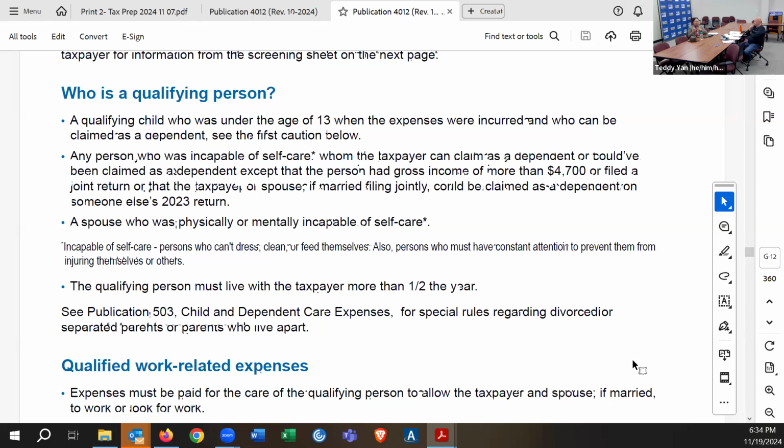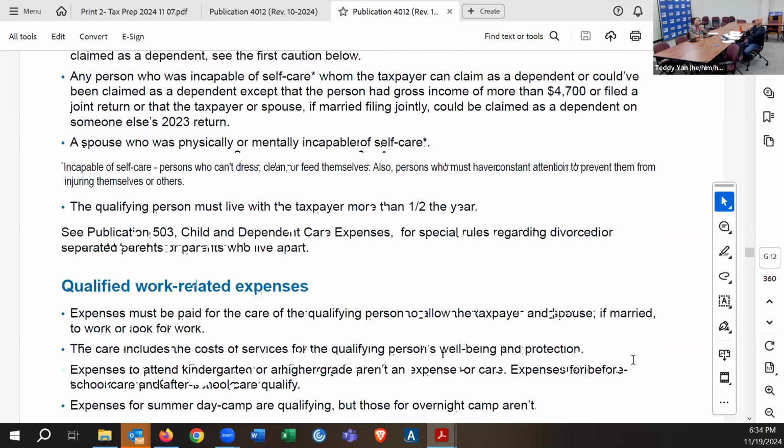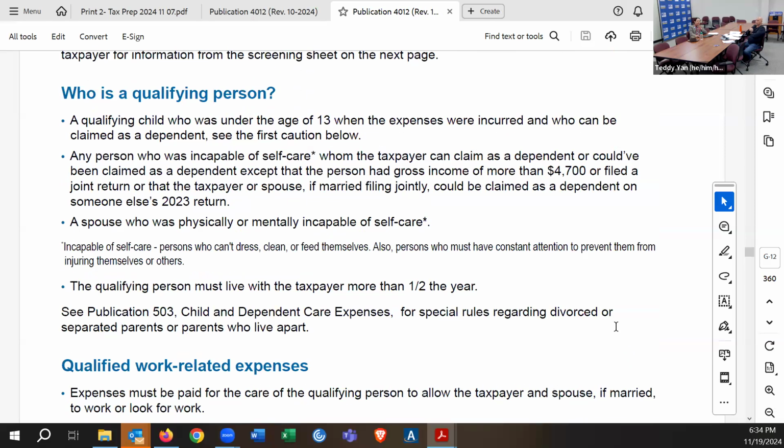I will say I've never had to refer to that additional publication. Generally speaking, the child and dependent care expenses that we enter will be very cut and dry, and childcare centers know exactly how to issue the letters that we're supposed to work with, for the most part. There's some other criteria here. So that's the criteria for who qualifies you to claim the child and dependent care expenses.